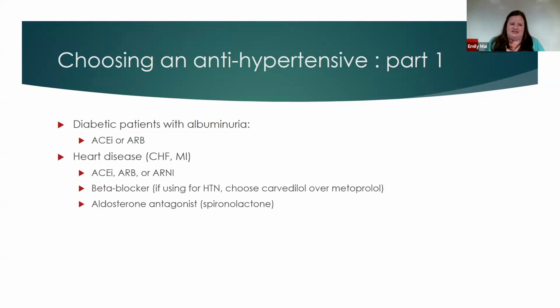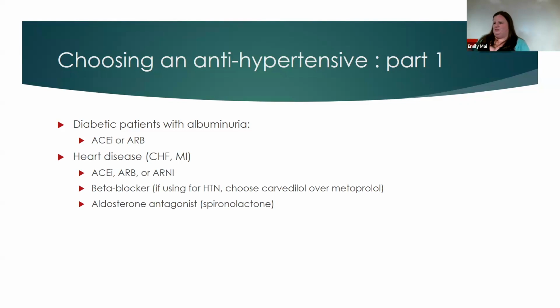And then heart disease, so you have your ACEs, ARBs, or ARNIs in this case, a beta blocker and aldosterone antagonist. The aldosterone antagonist is really more for CHF, not for MI per se. For the beta blockers specifically, if you're using it for hypertension as well as for heart failure, you really want to choose carvedilol. You're going to get a lot better bang for your buck, hypertension wise.